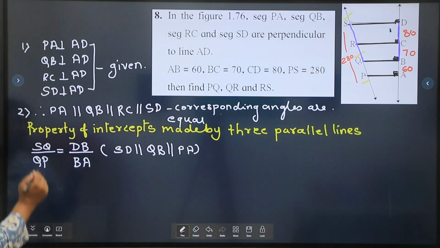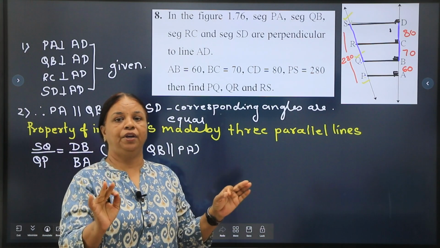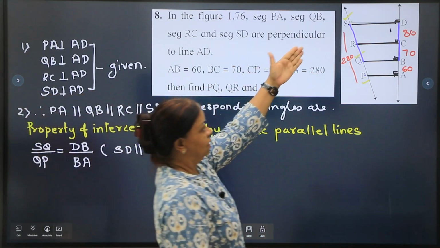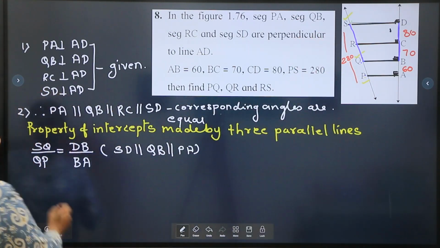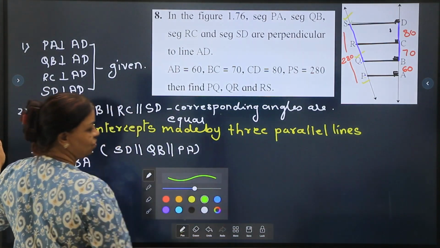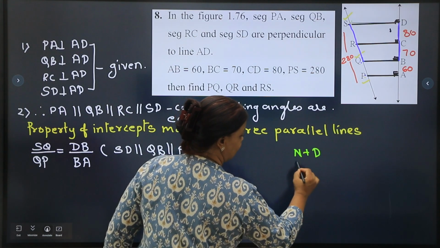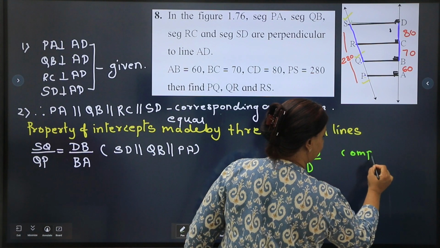Let's convert this, and that can happen only by componendo, children. If I use componendo, I can convert this SQ into SP. What is componendo? See, in 9th standard we have used componendo. Numerator plus denominator upon denominator is nothing but componendo.